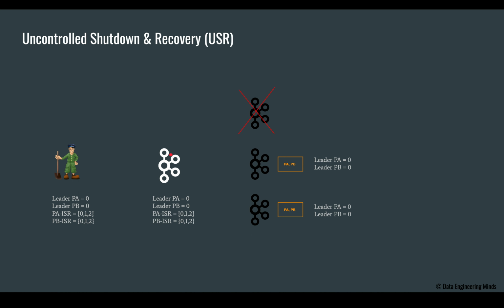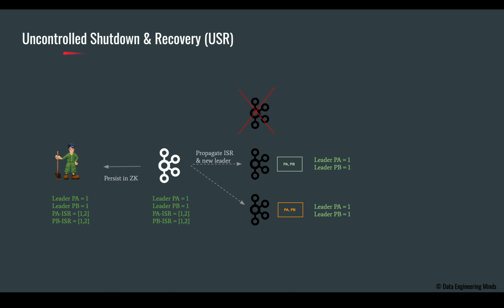Now the controller has to elect a new leader for all the leader replicas that are hosted on the impacted broker. So in this case, the controller will elect a new leader for the partition PA and PB, and then it will also update the ISR list. So once it is done, then it will persist this new information inside the Zookeeper, similar to what we saw in the controlled shutdown. And after the persistence inside the Zookeeper is over, then the controller will propagate the new leaders and the new ISR information to the remaining brokers.